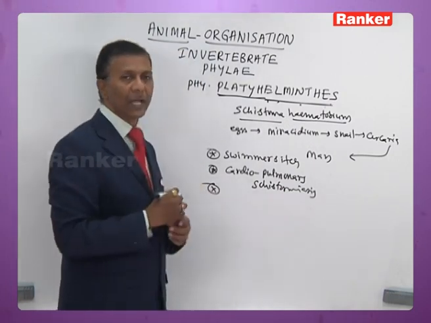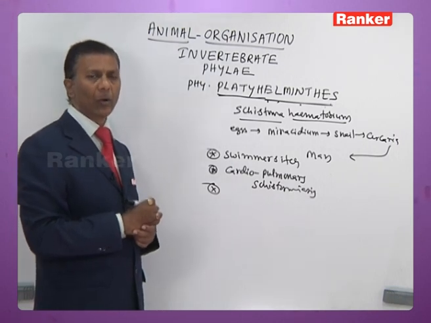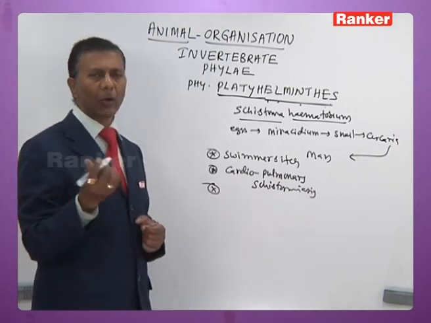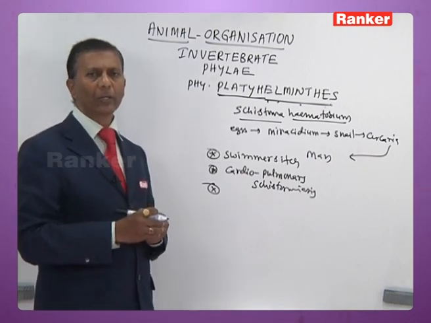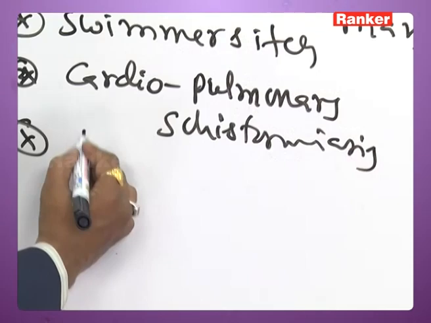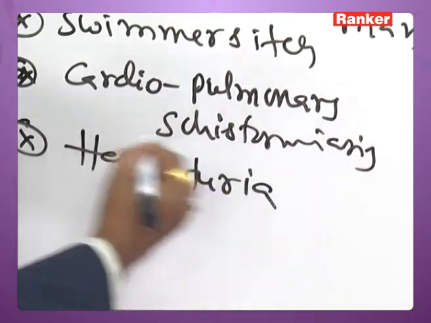Then these terminal spined eggs come out along with the urine. While coming out, they rupture the blood capillaries. Sometimes they cause oozing out of blood through urine, which is called hematuria. Loss of blood through urine is called hematuria.